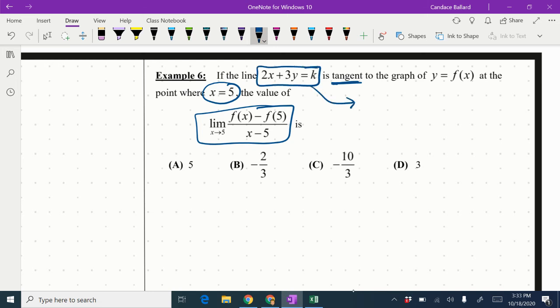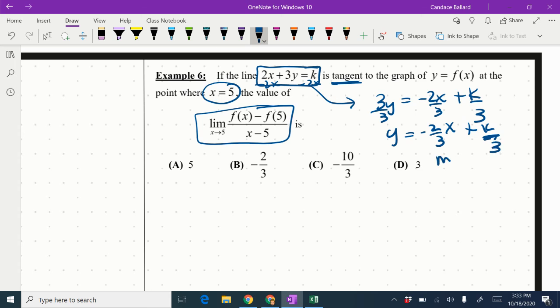So I'm going to start by solving for y. I'm going to keep the 3y and subtract the 2x from both sides. So I get negative 2x plus k. And then I'm going to divide by 3. So y equals negative 2/3 x plus k over 3. Doesn't this look like mx plus b? It doesn't matter that there's a k there, right? This has to, in fact, be the slope.